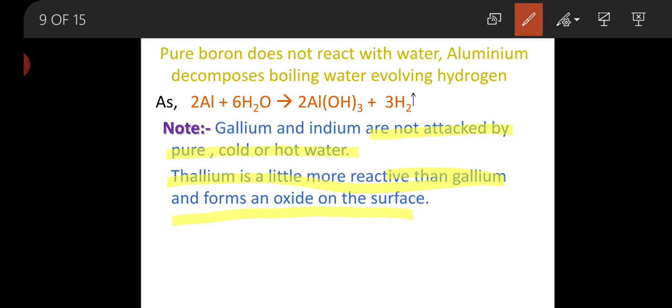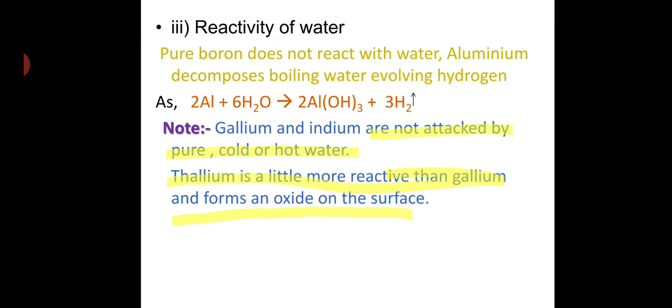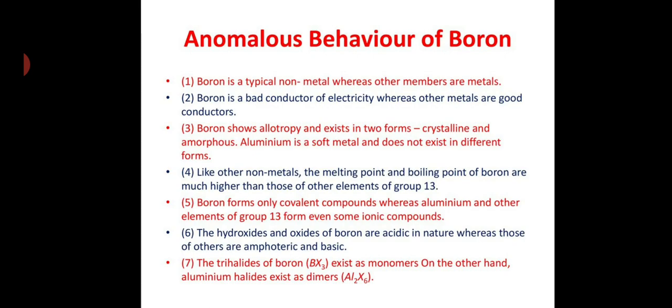Okay, so this is the chemical property of 13 group elements towards water molecules. And last comes the anomalous behavior of boron. Boron shows different properties as compared to the 13 group elements. Why does it show different properties?